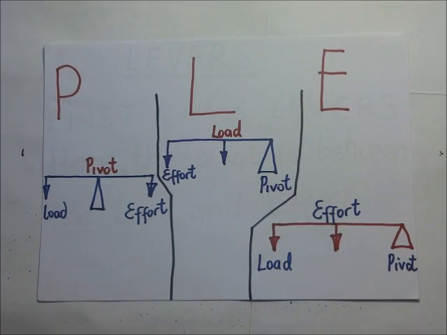A lever is a rigid bar which is free to move about a fixed point. This fixed point is known as the fulcrum or the pivot. Now, how do we identify these levers?